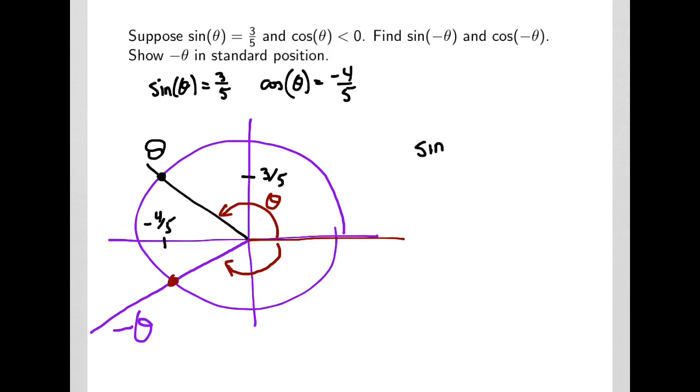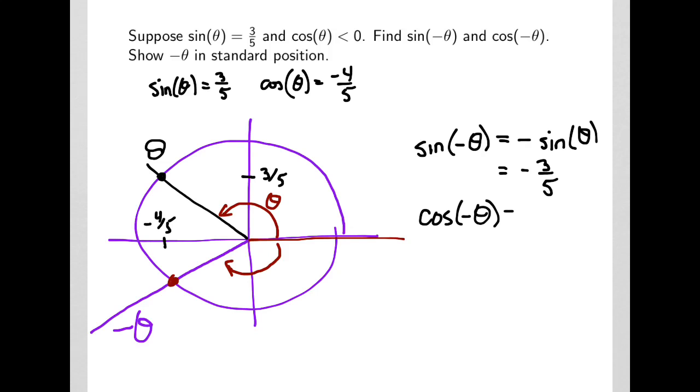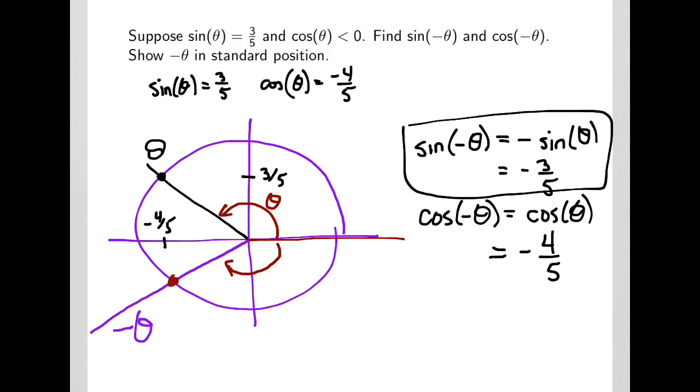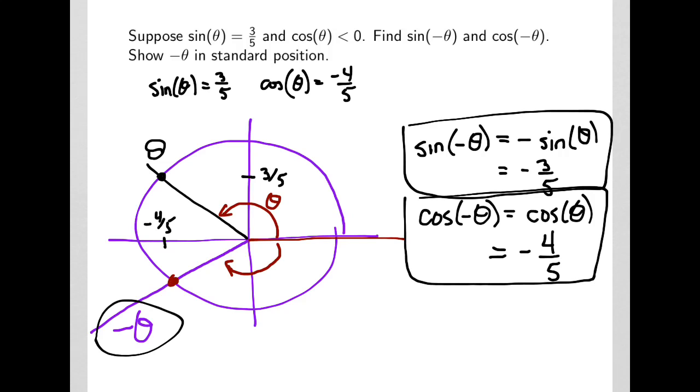The sine of negative theta, the y-coordinate, is the opposite of the sine of theta. So we get negative 3/5. The cosine of negative theta is the same as the cosine of theta because the reflection, we're exactly on the same x-coordinate. We're just on the opposite side of the x-axis. And so the cosine of minus theta is negative 4/5. And so we found the sine of the angle, we found the cosine of the angle, and we've identified where the angle is on the unit circle.